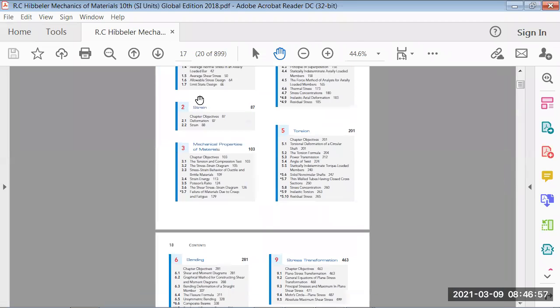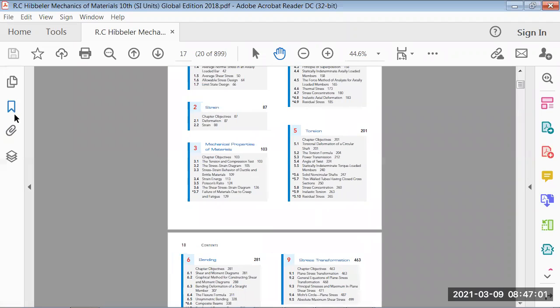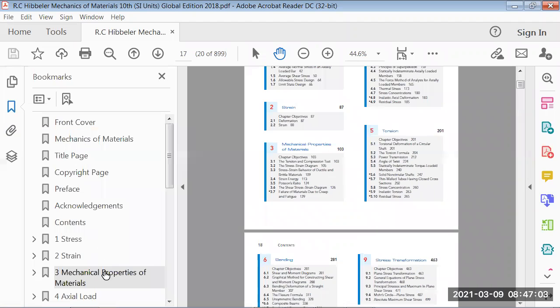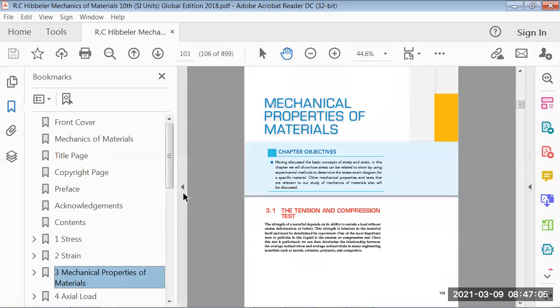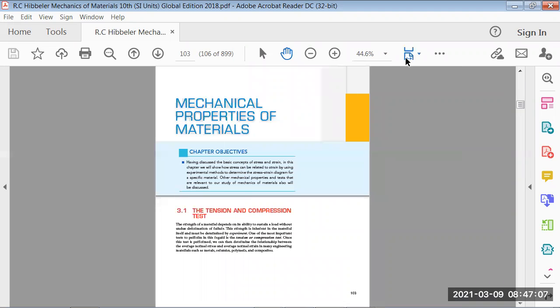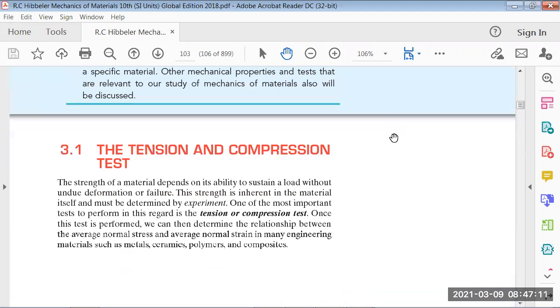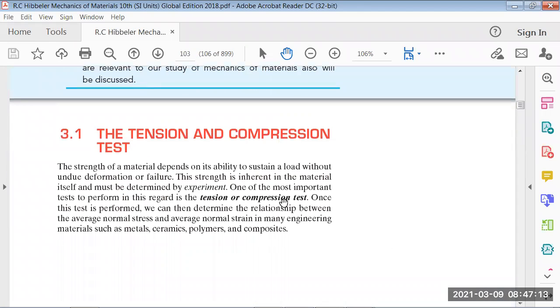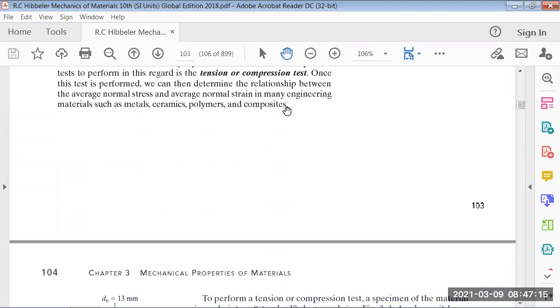Oh, sorry. What's going on? Mechanical properties of the material. So what we need to know about is the forward scrolling.